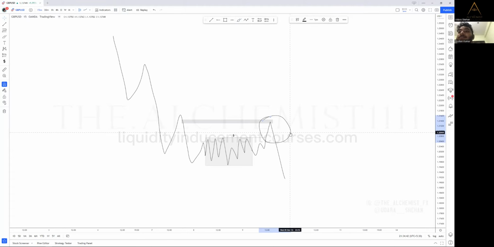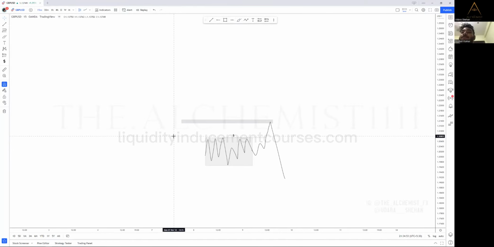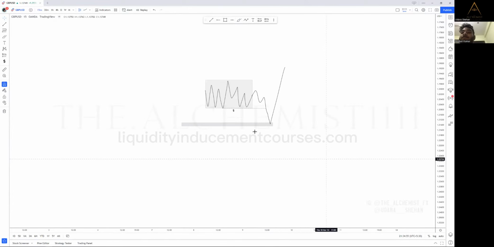So this will be the first type of setup. I'll show you so many examples, then you will understand. But you understand this, right? You understand the logic behind what's happening in here. That is what we would do. And same thing in a bullish market. So what would happen?